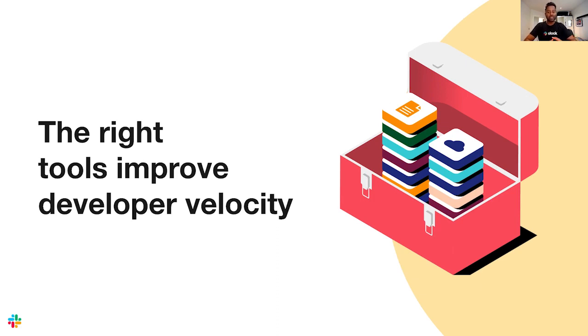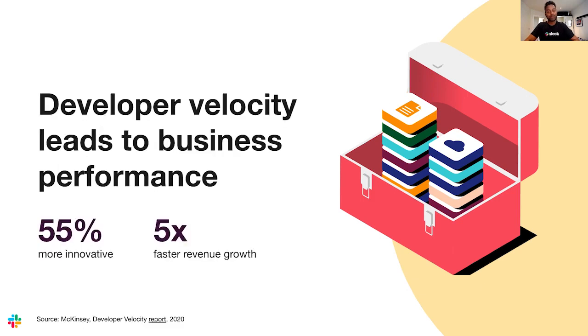But when you provide your engineers with the right tools, you get a more engaged team working at a faster pace. McKinsey actually studied hundreds of businesses to find out what conditions led to high developer velocity. They identified tools as having the greatest impact on developer velocity because the right tools remove friction, increase innovation, and empower developers to do their best work.